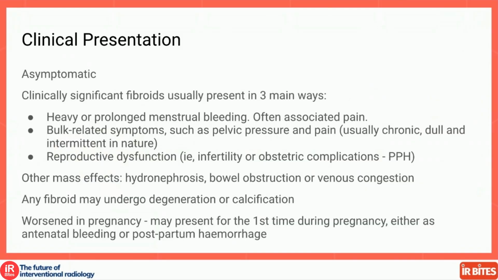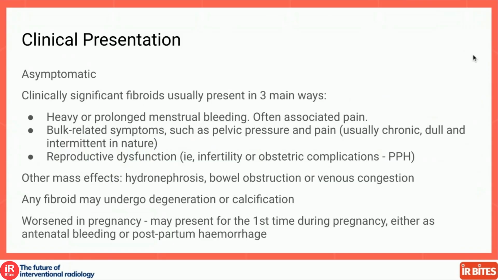But if they do cause clinical symptoms, then they usually present in 3 main ways. The most common is heavy bleeding, either heavy bleeding on the period or sometimes bleeding between, but usually it's predominantly a heavy period, and sometimes it can cause pain as well. The second type of symptoms is bulk-related symptoms, because you can imagine it's a large mass, and so it exerts pressure on nearby structures, and so they can often present with chronic pressure-type pain, rather than acutely, although fibroids can present acutely as well.